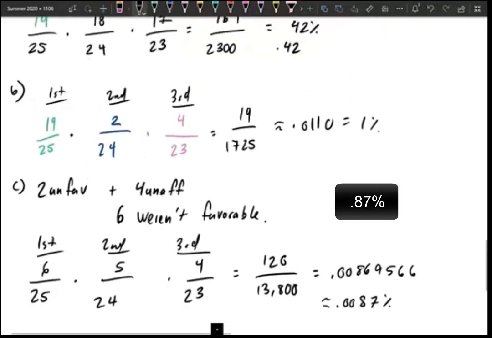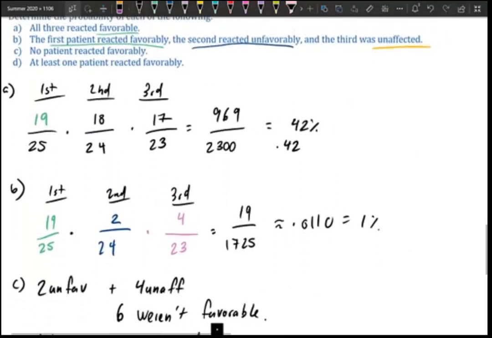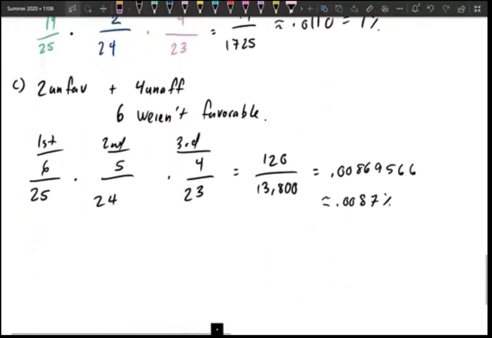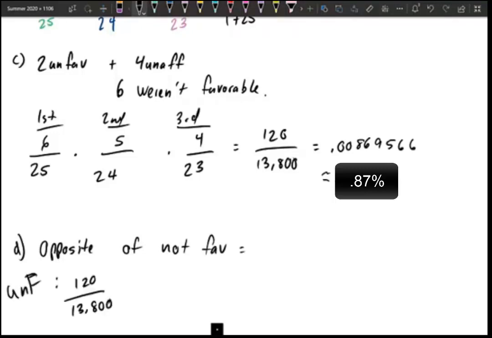Alrighty, part D. At least one patient reacted favorably. Isn't that the opposite of not favorable? So we're talking about the opposite of not favorable, which we have. We have that number. Unfavorable is 120 out of 13,800, so that means favorable is the opposite. So we're just going to subtract the totals.